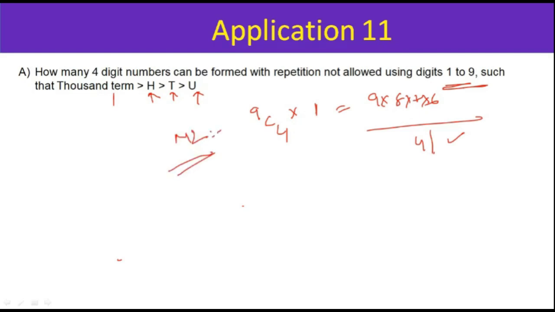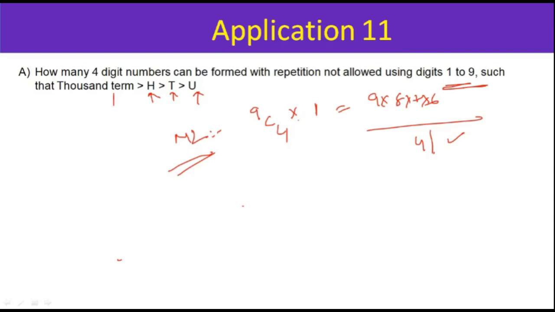So Raman, in this, what I'm doing is I'm just selecting the 4 digits that I need to form a 4-digit number. I can select 4 digits in 9C4 number of ways. I have 9 digits, so 4 digits can be selected in 9C4 number of ways.